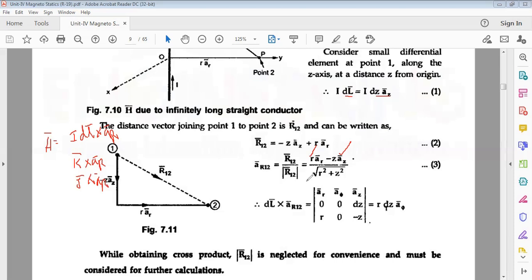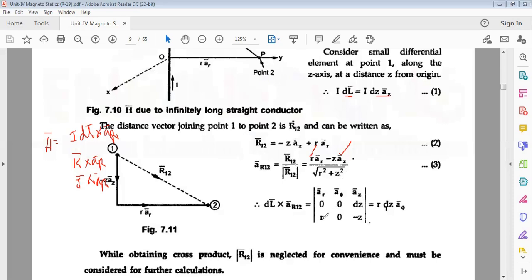For any function, AR bar cross B bar, you can find the determinant. The denominator, square root of R square plus Z square, is also there. I am finding only dL bar cross AR bar without keeping the square root of R square plus Z square. Now, to find the determinant of this function, AR bar, both are zeros only. You take this line, 0 into Z bar, and dz into 0 is 0. Then take the Aφ also, Aφ, 0 into Z bar is 0.